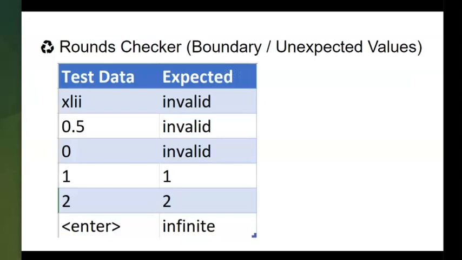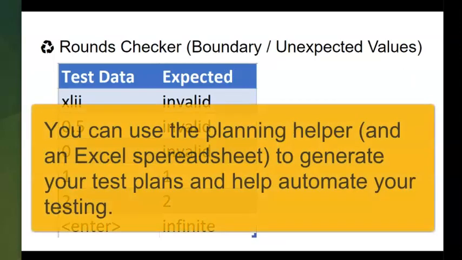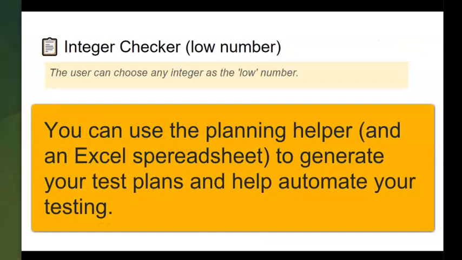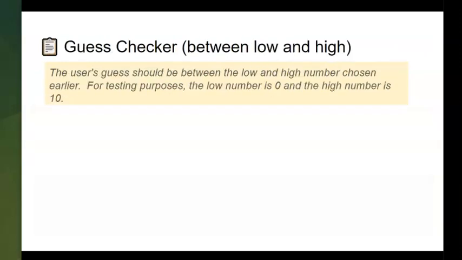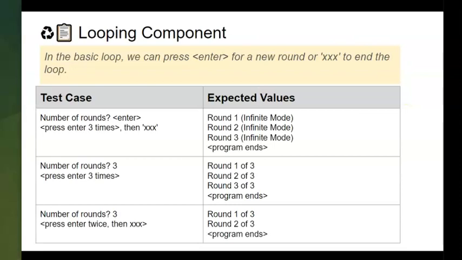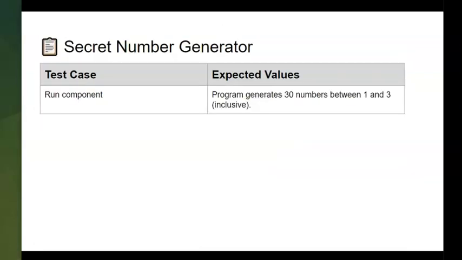Here's some of the test plans we'll be using. We need a rounds checker. We need to check users put in any integer for a low number. They need to put in a high number that's more than the low number. And for guesses, it will need to be between the low and the high number. We're going to recycle the looping component that we used in the last project. And then you're welcome to use these test plans to help you develop the other components that you'll need.